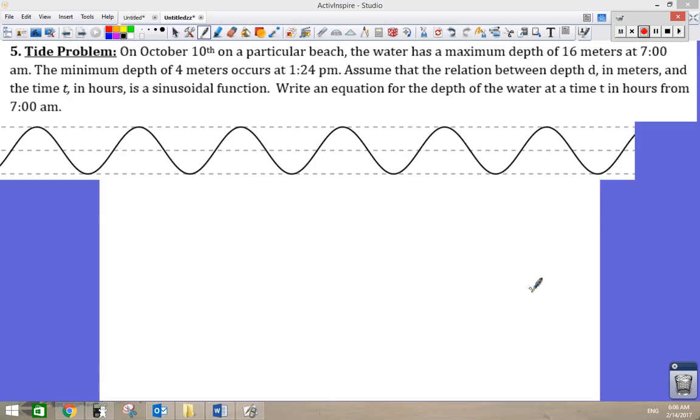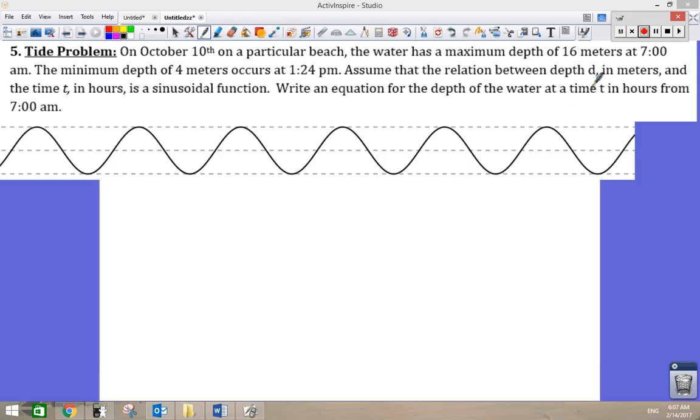Alright, so let's take a look at this tide problem. On October 10th, on a particular beach, the water has a maximum depth of 16 meters at 7 a.m. A minimum depth of 4 meters occurs at 1:24 p.m. Assume that the relation between the depth d in meters and the time t in hours is a sinusoidal function. So write an equation for the depth of the water at a time t in hours from 7. So they want us to work in hours, not in minutes.